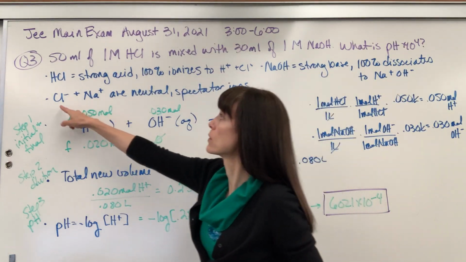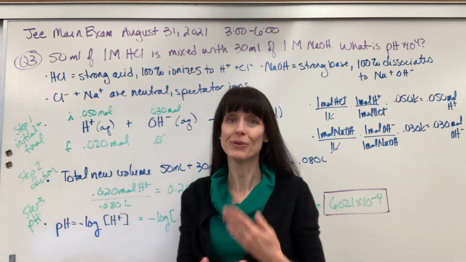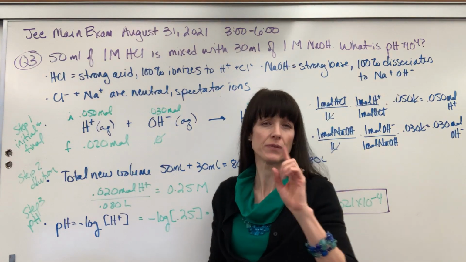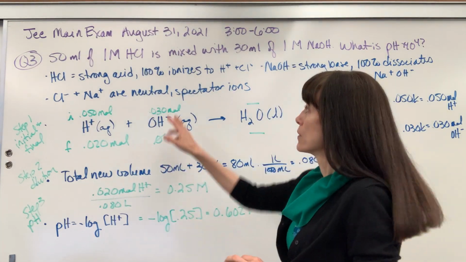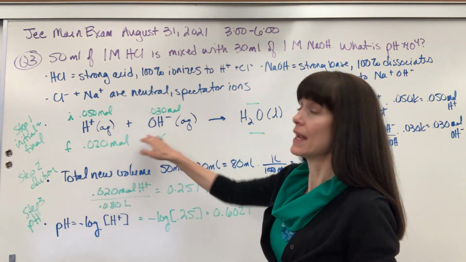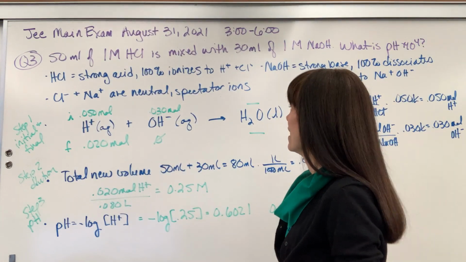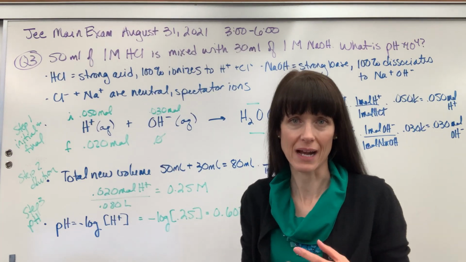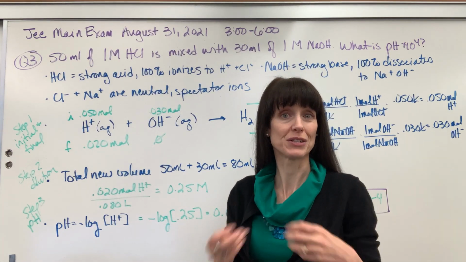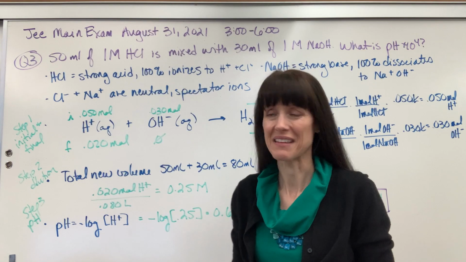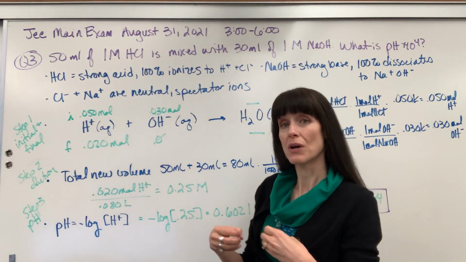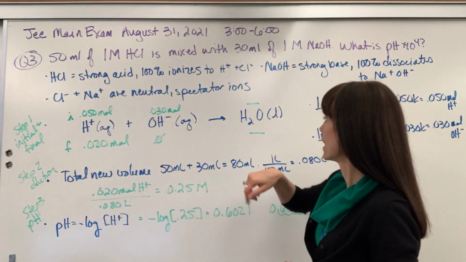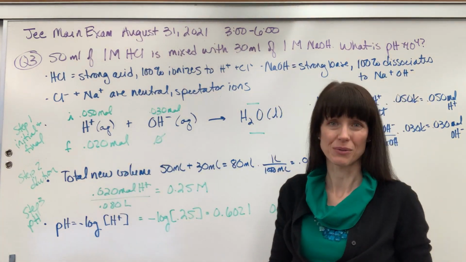Now a reminder on the chloride and the sodium ions, those are neutral spectator ions. I will put a link up above if you need help identifying those spectator ions and how to write a net ionic equation. Those spectator ions are not going to impact the pH. They don't react. They just observe the reaction and float in the water. They don't do anything. So what's left over, the active species, are going to be the hydrogen ion and the hydroxide ion, and that's going to produce our H2O.